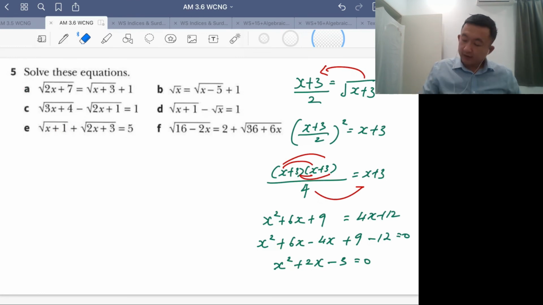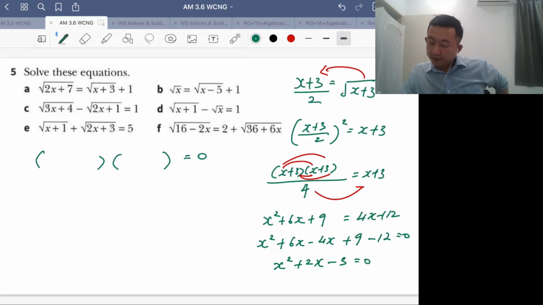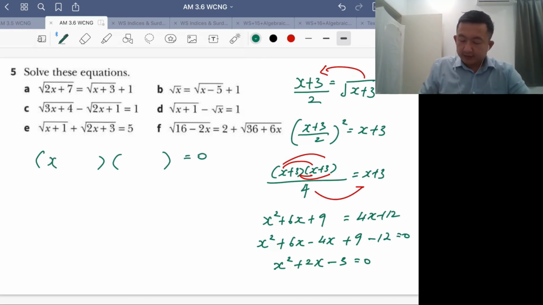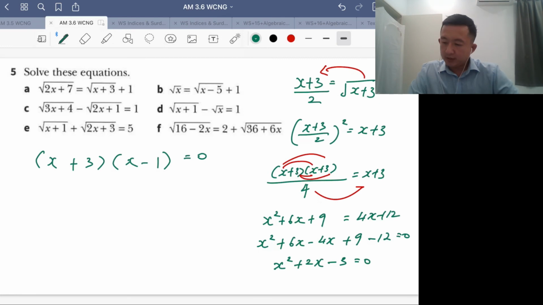Okay, definitely this can be done by quadratic cross factorization. So x plus 3, x minus 1. 3x minus 1x, that will be 2x. Okay, that is the factor. So you have x equals to negative 3 and also 1.